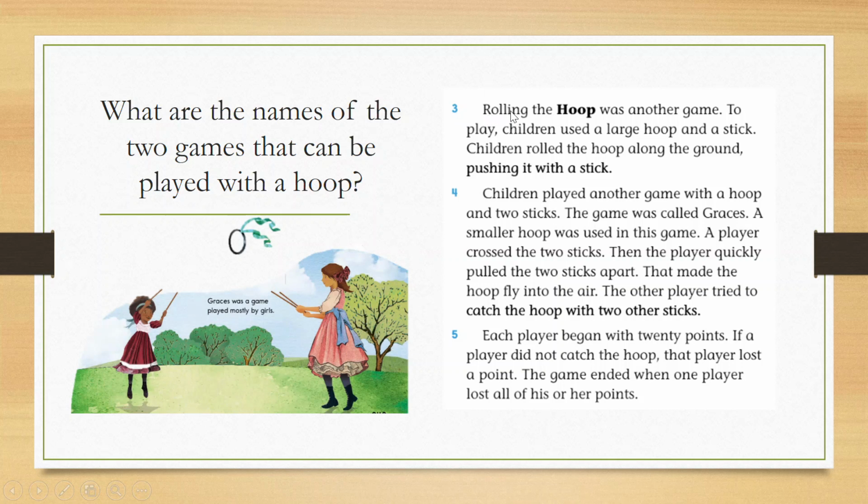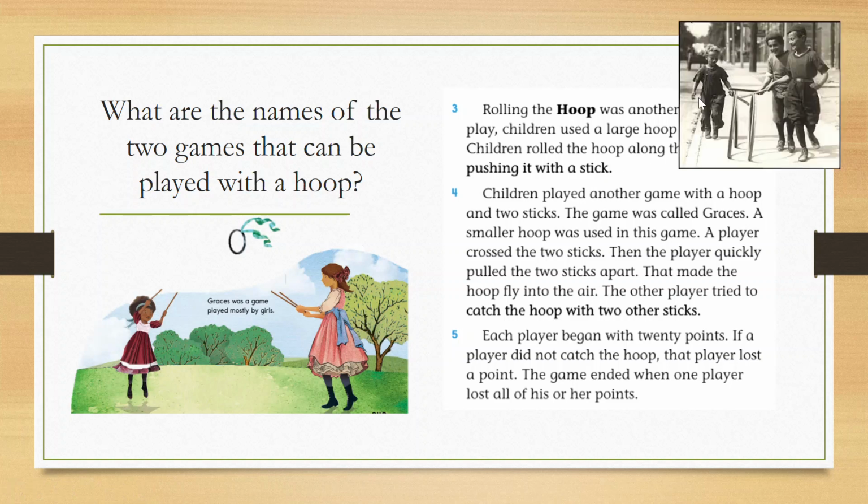Okay? Rolling the hoop was another game. To play, children used a large hoop and a stick. Children rolled the hoop along the ground, pushing it with a stick. Okay? Aquí vamos a ver una pequeña imagen de cómo jugaban este juego. Rolling the hoop. ¿Ok? Entonces con un pequeño aro le iban dando vueltas con un palito. ¿Ok? So this is the game of rolling the hoop.